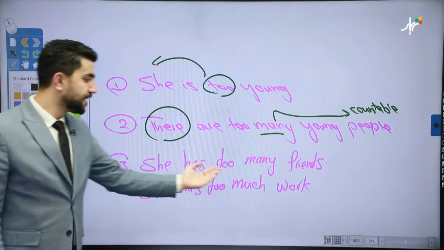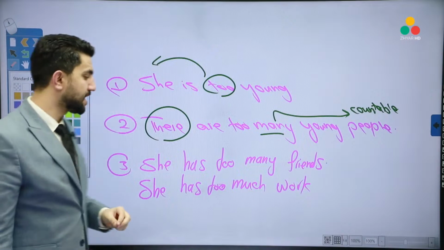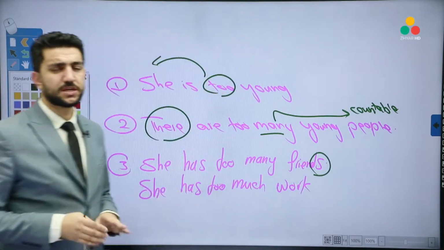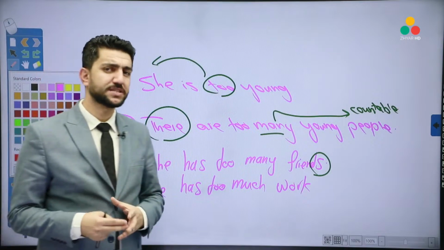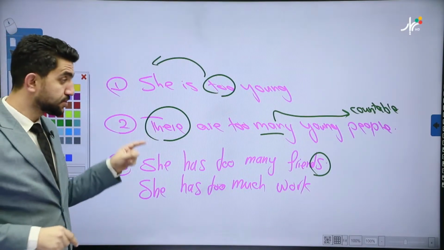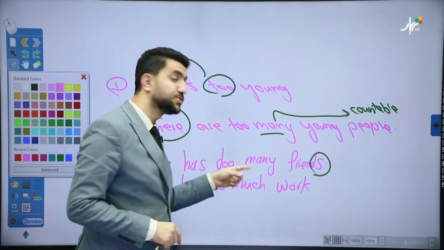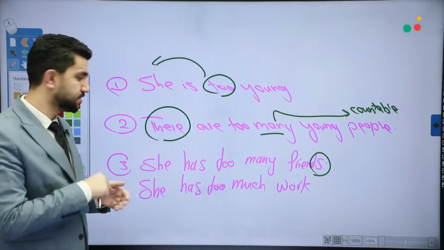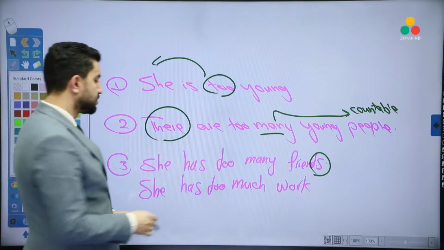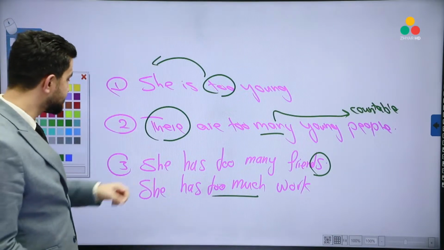Number 3, she has too many friends. Why do we say too many? We have S. You can take this one as an example. Whenever we have S, not all the time, because we have exceptions in English, but most of the time, when the noun has S, it's always too many, not too much, okay? Take this note. And she has too much work. Work is uncountable, so we say too much, okay? This is how we use it.